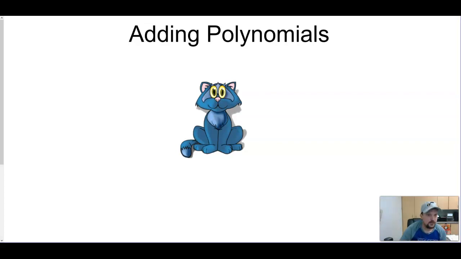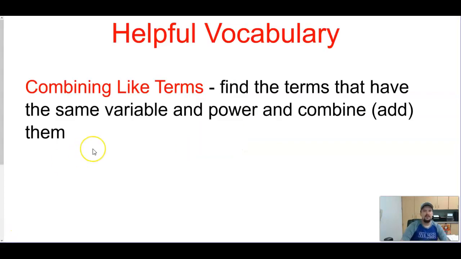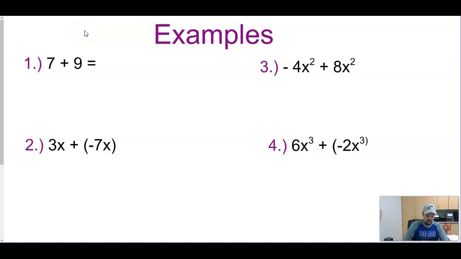Adding polynomials. Alright, so we know what a polynomial is, so let's go ahead and add them. Okay, some helpful vocabulary. Basically what we're going to be doing when we're adding polynomials is combining like terms. So you find the terms that have the same variable and power and combine them. It's kind of like adding them.